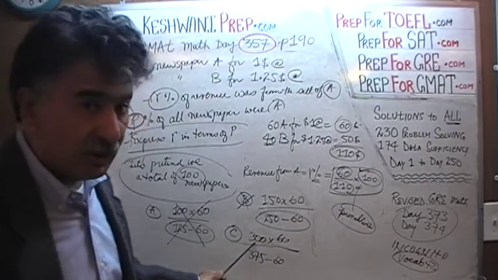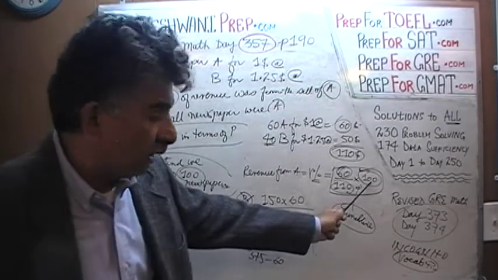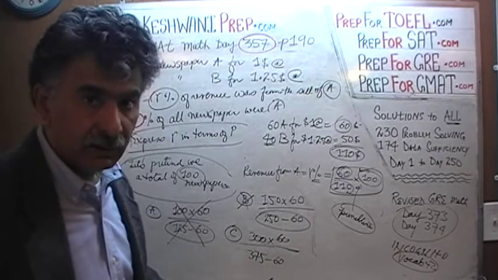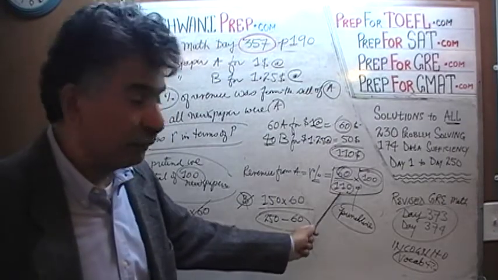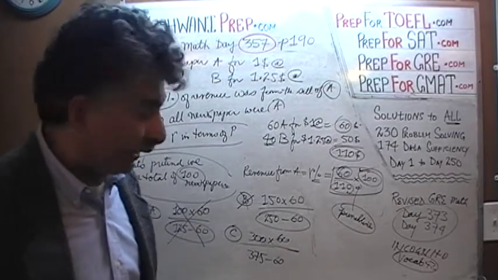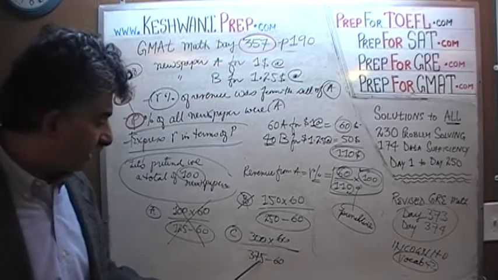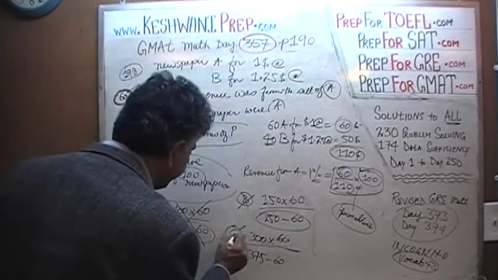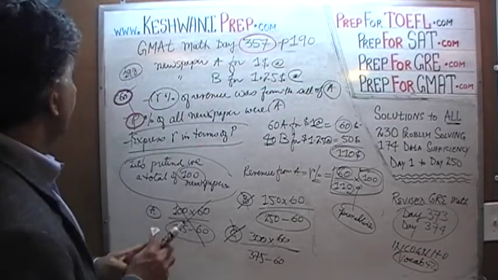But we also have to convert this 300 into 100. The only way we can convert this 300 into 100 is to divide the top and bottom by 3. In order for us to be able to divide top and bottom by 3 and end up with 110 is when the bottom happens to be 330. And this is clearly not 330. The answer is not C. Let's look at answer choice D.